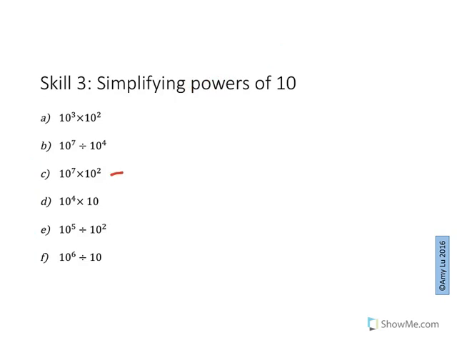Okay, so C should be 10 to the power of 9 because 7 plus 2 makes 9. Now in D, your answer should be 10 to the power of 5, and you're probably wondering why. Well, 10 alone actually has a secret power. It's a 1. We just never write it there. So 4 plus 1 makes 5.